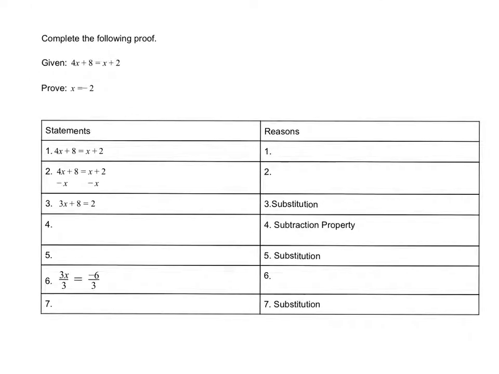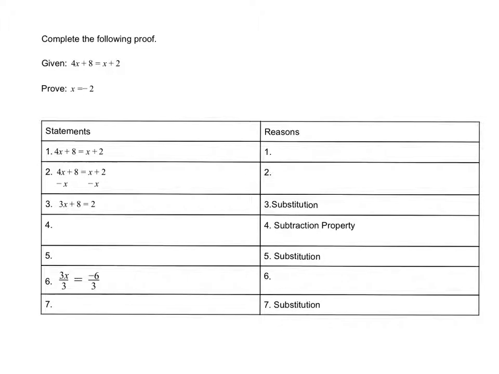We can also be asked to complete proofs, which means filling out missing pieces of information, whether it's a statement or a reason that we're missing in our proof. So we're given that 4x plus 8 equals x plus 2, and we want to prove x equals negative 2. So our very first statement here, 4x plus 8 equals x plus 2, the reason we have that statement is because it's our given. So that would be the reason.